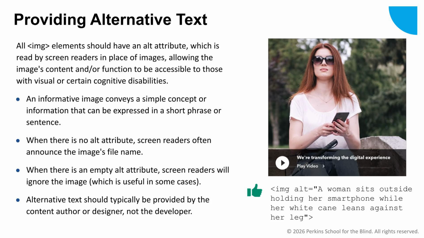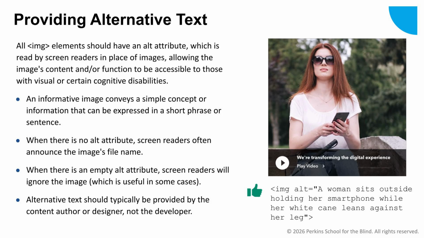The easiest way to provide alternative text on an image is by adding the alt attribute. The alt attribute is read by screen readers in place of the actual image. For informative images, the alt attribute conveys a simple concept or information that can be expressed in a short word or phrase. If there's an image with no alt attribute, screen readers will often announce the image's file name, which is not a great experience. When the alt attribute is left blank, a screen reader will ignore the image entirely, considering it decorative, which is helpful if you have a decorative image.